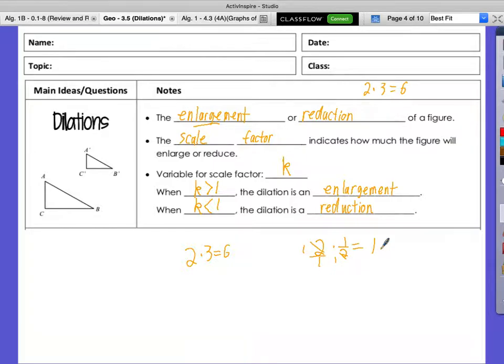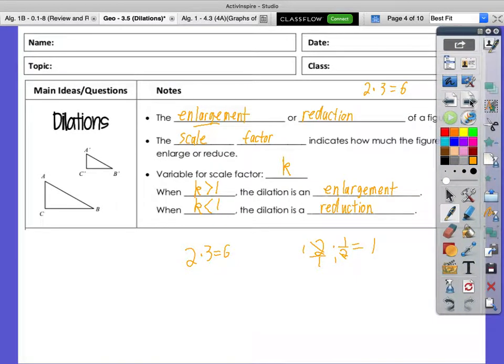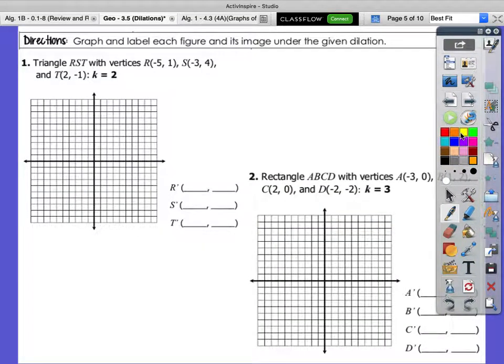Questions on that? Can it be a negative number? It's a great question. We will not be using negative numbers or 0. So we're only using this part, decimals and fractions. Our scale factor will never be negative.